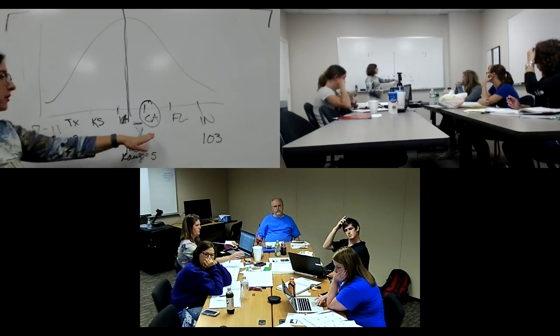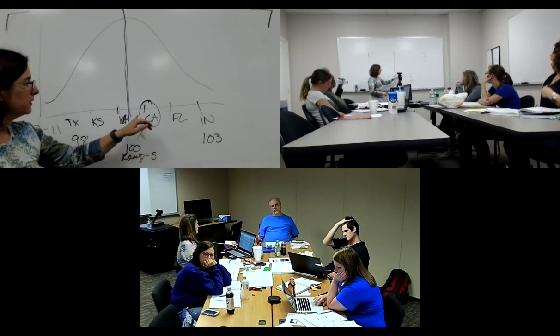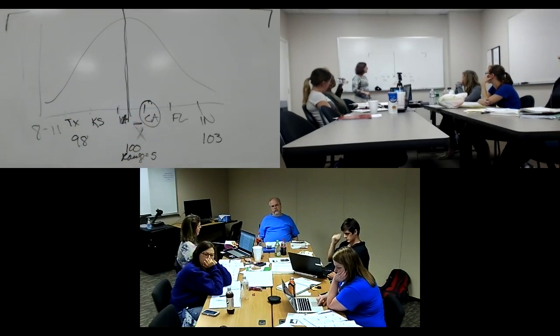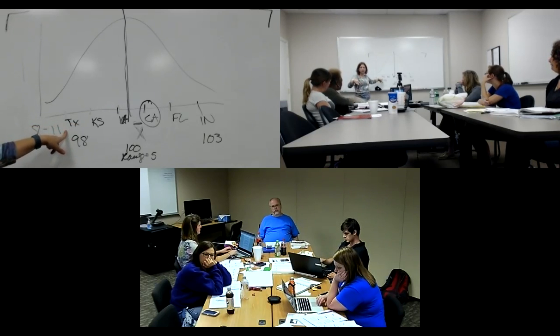So in California, according to this, if we're using IQ, they're a little bit above, but they're still probably average. Versus Texas over here, which falls at the lower end. So relative to all of the other samples that were taken, their relative standing is they're lower.